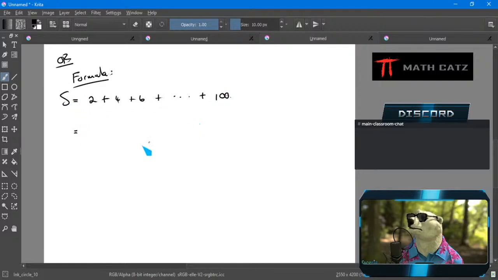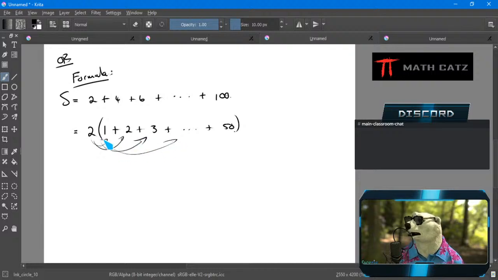Now, clearly, this does not look right in any way. I'm going to factor out a 2. And then I will have left in the bracket 1 plus 2 plus 3 plus so on, all the way to 50. Because when I multiply the 2 back in, I get 2, I get 4, I get 6, I get everything all the way to 100. But because of what the sequence looked like, I had to do something else.